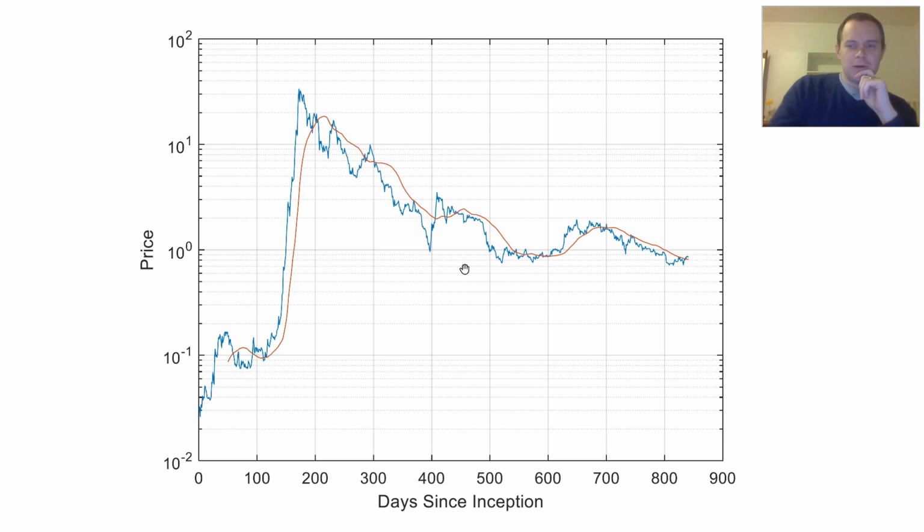So what we're going to be talking about today are moving averages primarily, and the derivatives of them. The blue line here is the price of Nano since inception on a logarithmic scale, and the orange line is the 50-day moving average. And I like these because you can take derivatives of moving averages and they can actually seem somewhat reasonable because the curve is pretty continuous.